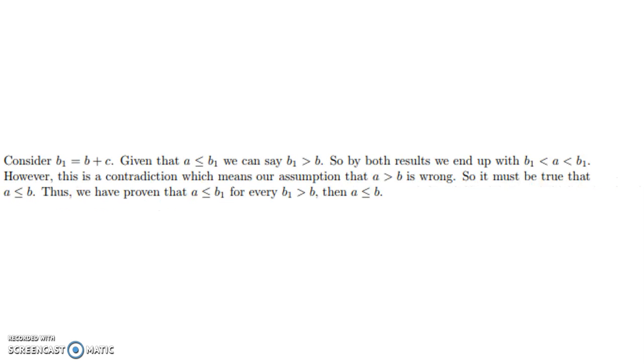Next, we're going to consider B1 equal to B plus C. Given that A is less than or equal to B1, we can say B1 is greater than B. And by both results, we end up with A being greater than B1 and less than or equal to B1, meaning that our assumption was wrong and we have a contradiction. So it must be true that A is less than or equal to B. Thus, we have proven that if A is less than or equal to B1 for every B1 greater than B, then A is less than or equal to B.